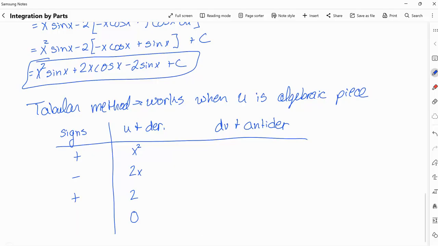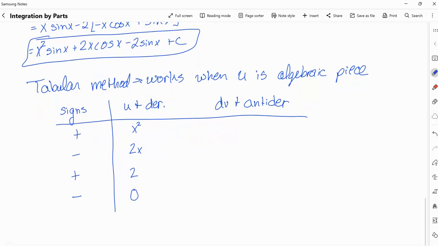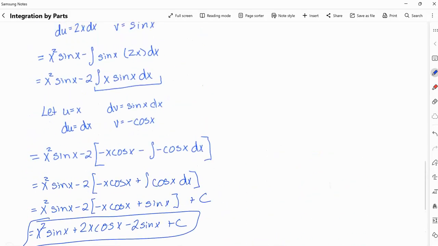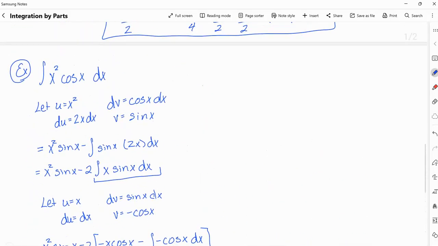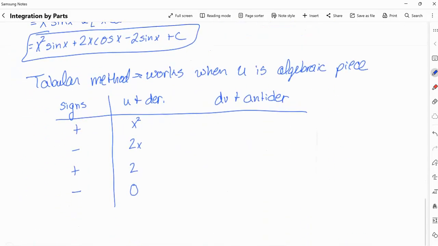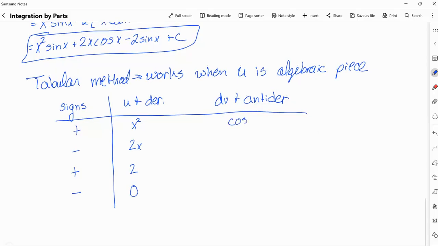So I'm going to need 1, 2, 3, 4 rows. So I'm going to continue my pattern of plus minus here. And then dv, remember dv comes from the leftovers after you pick u. So dv was cosine of x. So then we integrate. If I integrate cosine, I get sine. If I integrate sine, I get negative cosine. And if I integrate negative cosine, I get negative sine.